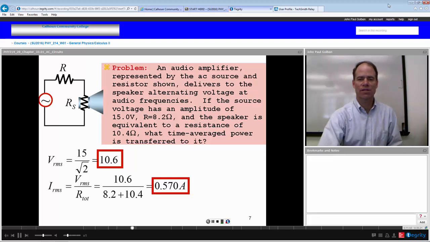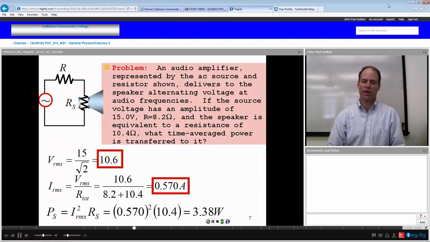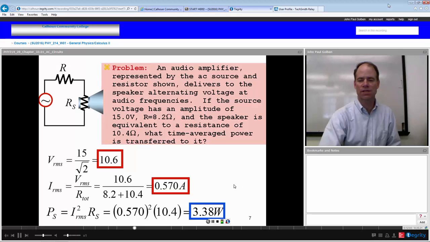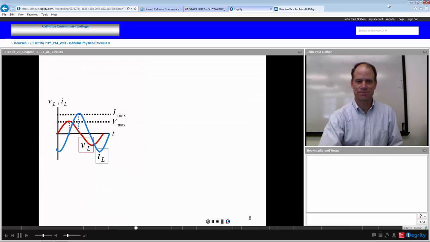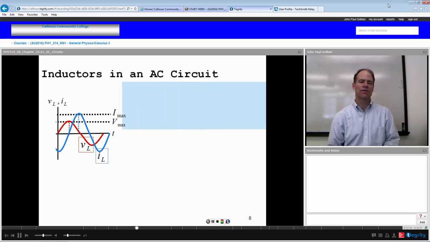So the power delivered to the speaker will be the root mean square current squared times the resistance of the speaker. 0.570 amps squared times 10.4 ohms means that we are delivering 3.38 watts to the speaker. Alright, so that's how we would deal with a purely resistive circuit. But we are going to be adding other devices into our AC circuit, in particular inductors and capacitors.